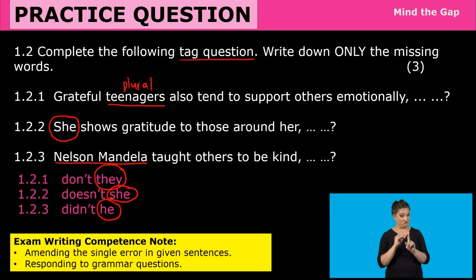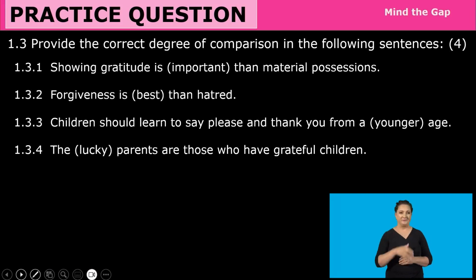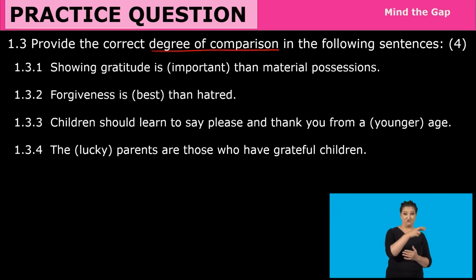Now, something that I want to remind you of, remember, in our tag, we always have to use the contraction. Okay, so it's don't, doesn't, and didn't. And we indicate it by using our apostrophe. Moving on, 1.3. Provide the correct degree of comparison. There we go. All right. Now remember your degrees of comparison: positive when the word is in its pure form, comparative when it becomes a little more intensified with only two things being compared, and then superlative, most intensified. All right. And it's more than 3 in the comparison.